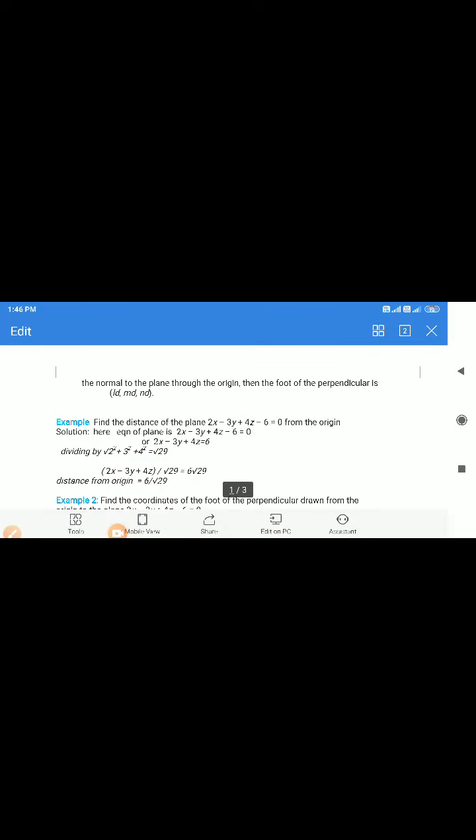If d is the distance from origin and l, m, n are the direction cosines, then the foot of the perpendicular has the formula l into d, m into d, n into d. This will be the foot of the perpendicular. By this formula you can find it, but we can also use another method.